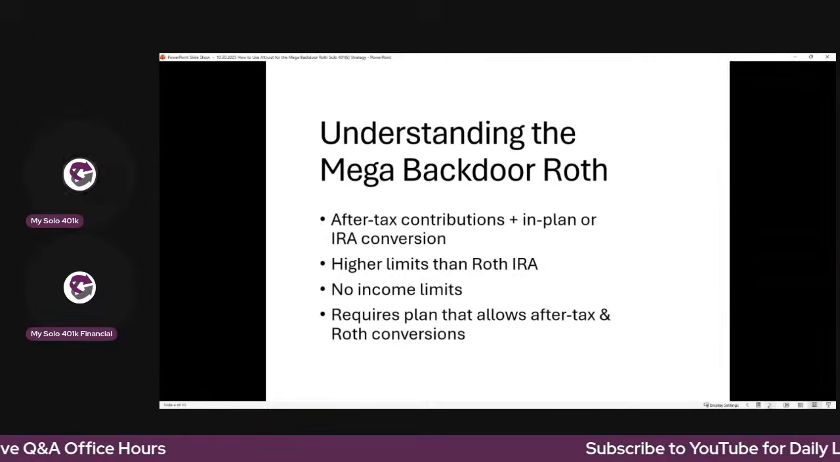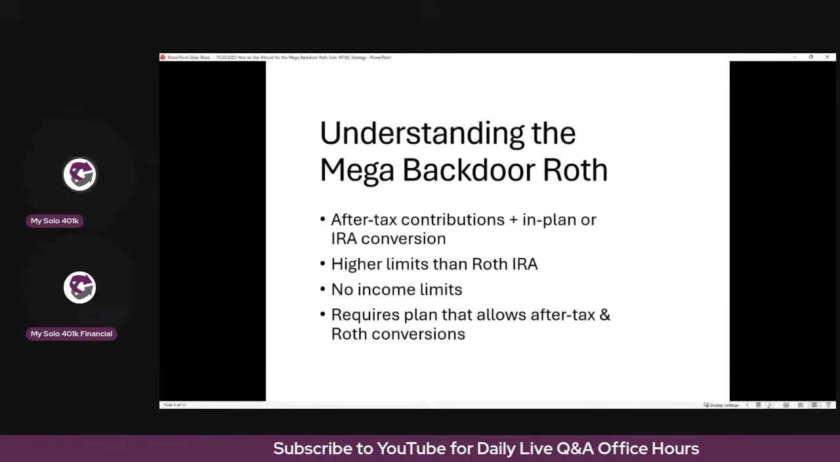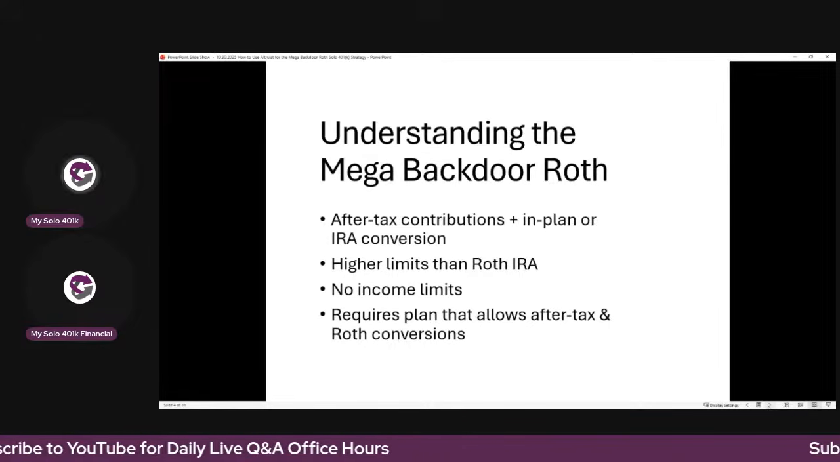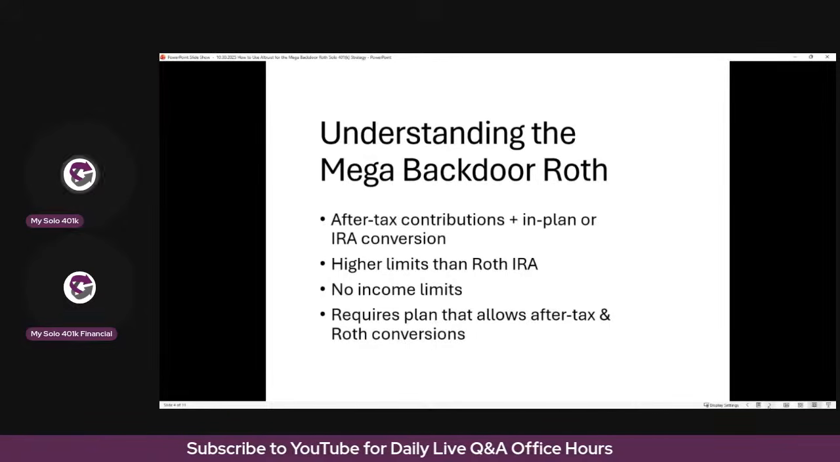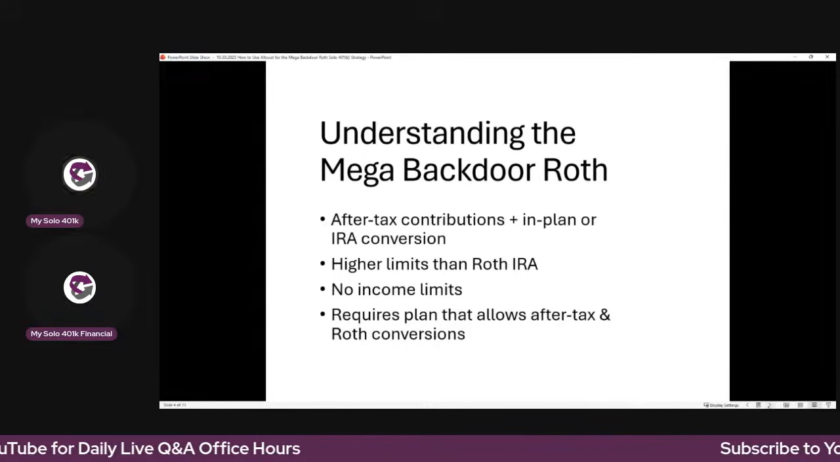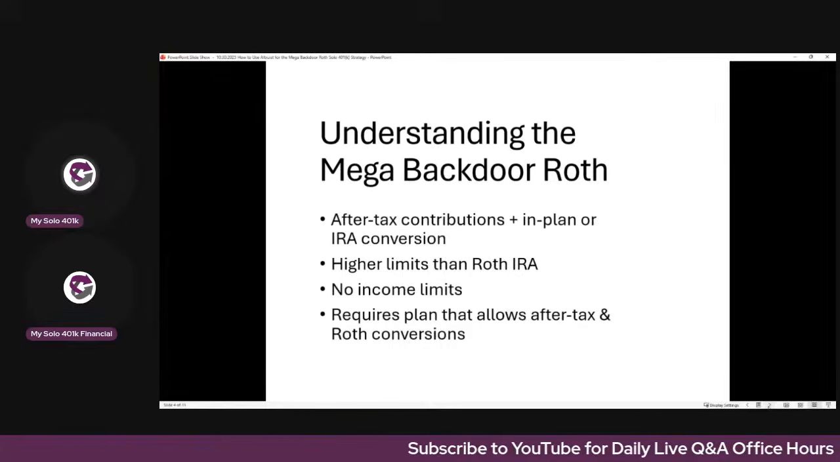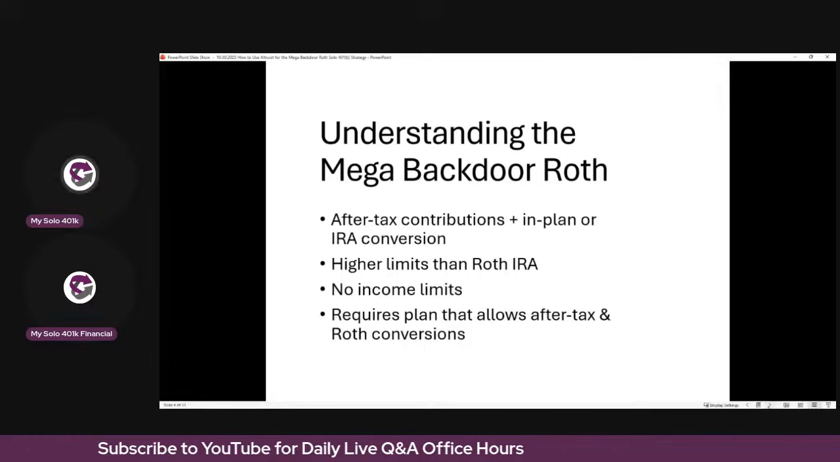Now, not all solo 401ks are the same. So, for example, if you were to work with your advisor to open up a basic solo 401k on Altruist's platform, it's not going to allow you to make mega backdoor Roth contributions. However, you can have the plan from a third party like my solo 401k financial and then have the accounts at Altruist.